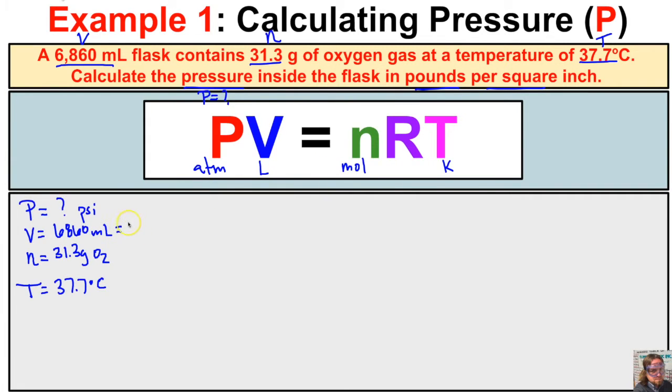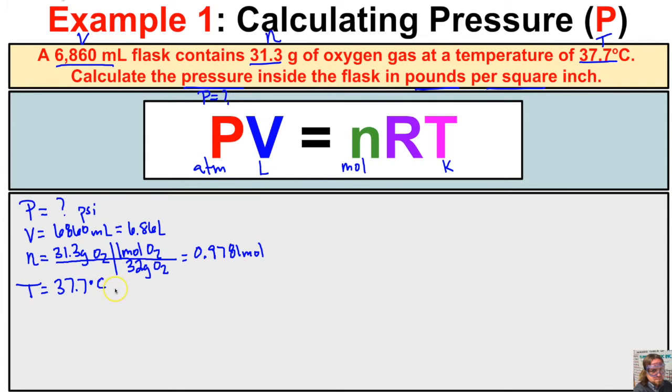This is the same thing as 6.86 liters if we divide by 1,000 to convert milliliters to liters. Next, we need to convert the grams of oxygen to moles of oxygen. We know 1 mole of O2 is 32 grams of O2. And how did we get this? 2 times 16 from our periodic table, which is the molar mass of oxygen. When I put this in our calculator, I end up with 0.9781 moles of O2. When we're doing these conversions before we plug into the formula, we want to keep as many decimal places as we can so that our final answer is accurate, so we're going to round to the 10,000th place here.